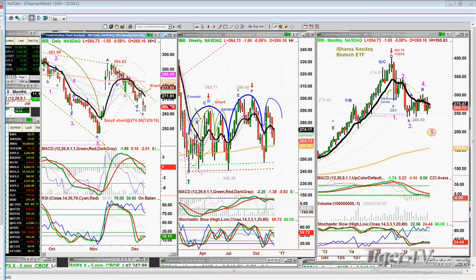This is going to be a slow progression to the downside. Just try to rally them, boom. Try to rally them, boom. And that's that arch formation in the weekly chart. But I do have targets to the downside between 220 and 200 looking out a couple of months, maybe more than a couple of months.